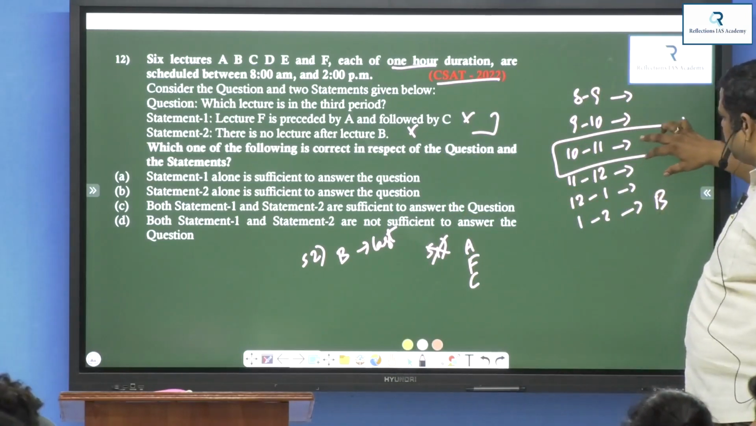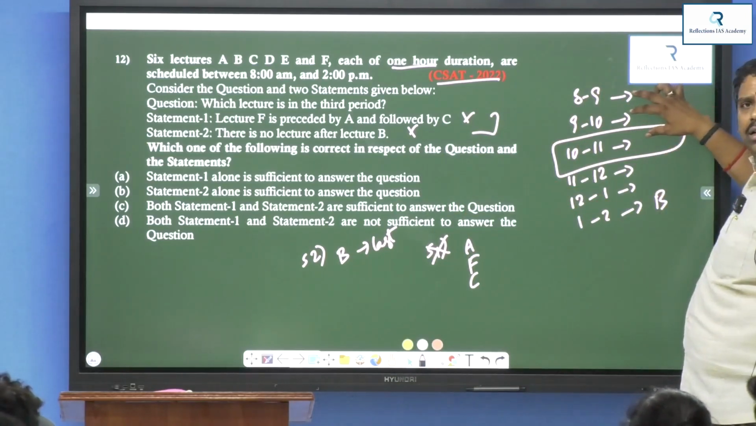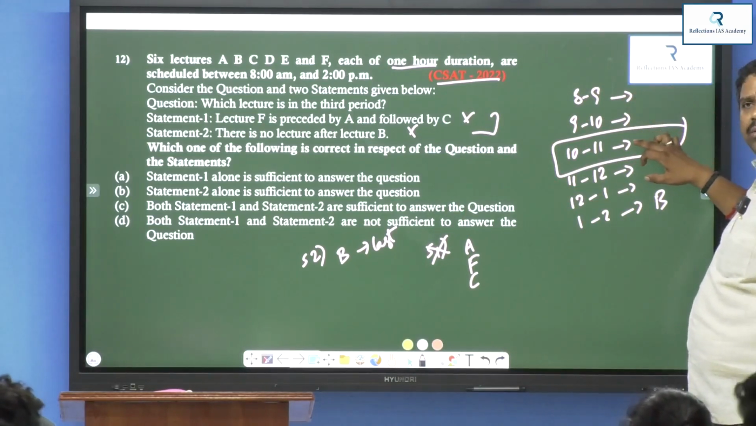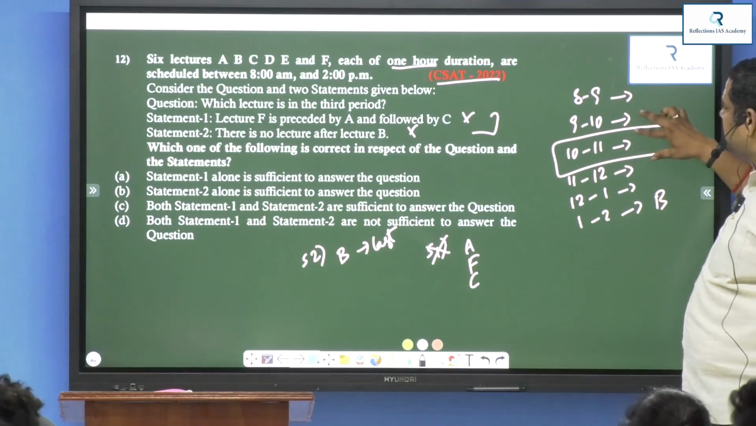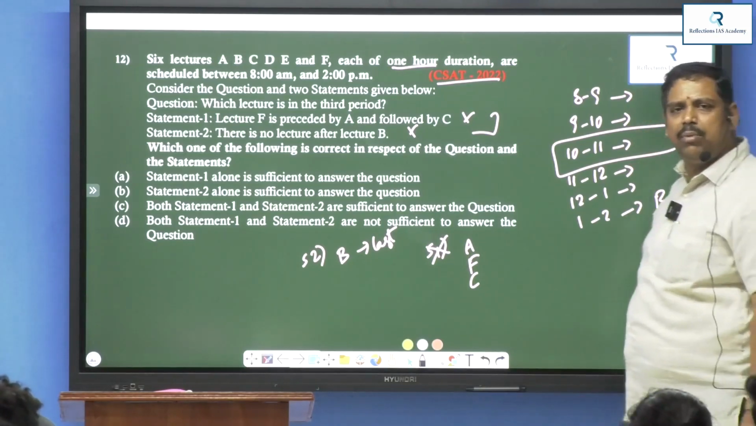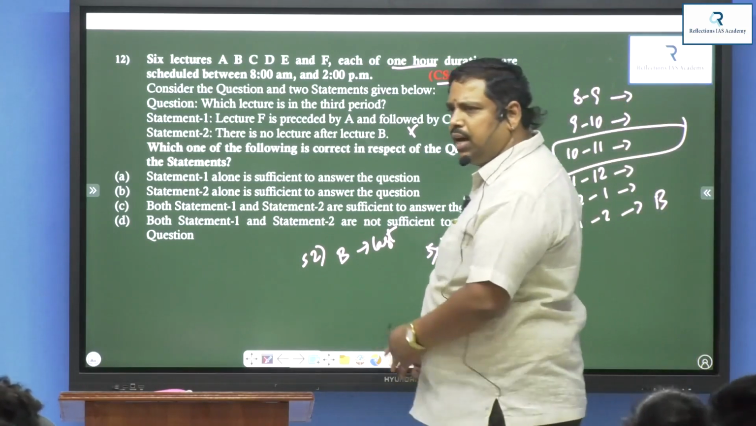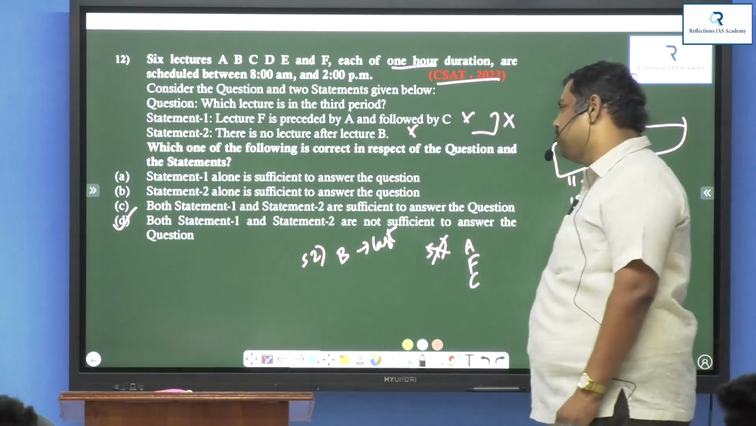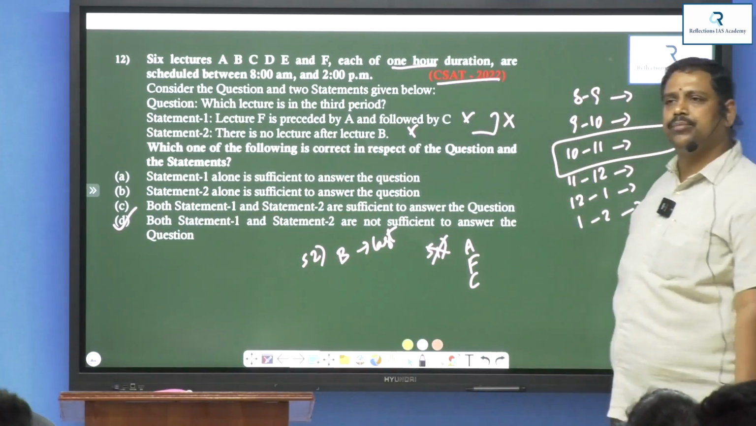AFC can be like this, like this, like this. Yes or no? If AFC is like this, A is the third lecture. If AFC is like that, F is the third lecture. If it is like this, C is the third lecture. Means now tell me, are you able to decide or unable to decide? Unable to decide means both together is sufficient or both together also not sufficient? Not sufficient. Which option is the answer? D. Okay.